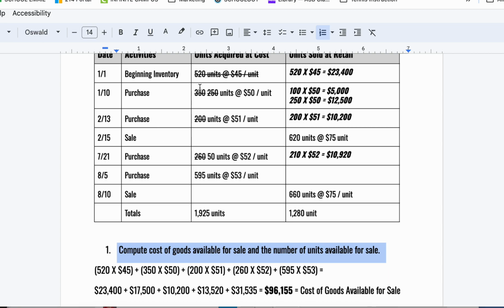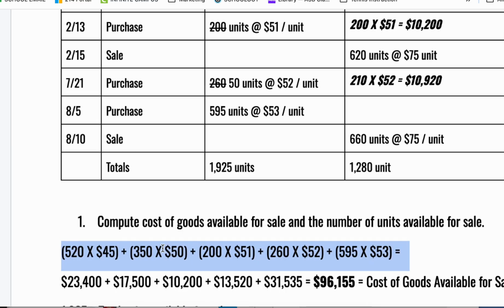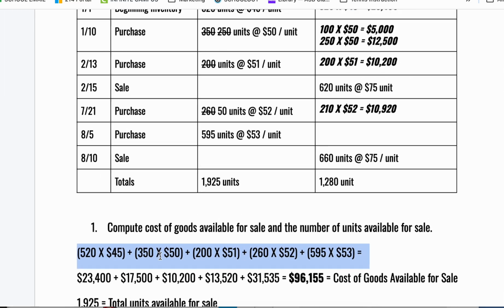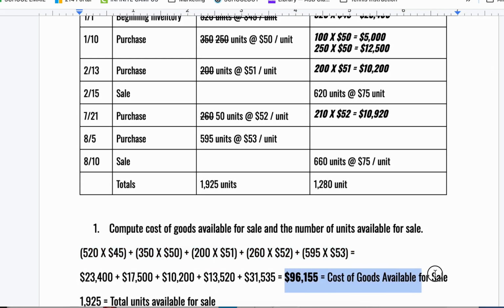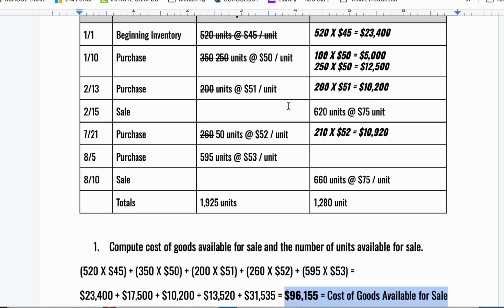So what that means is you just have to take the original amount times 45, 350 times 50, 200 times 51, 260 times 52, and 595 times 53. You have to take all those, multiply them out, and then that's going to give you your total cost of goods available for sale. Sorry, there's a bunch of edits up here. That's from FIFO, which I'm going to show you in a second.